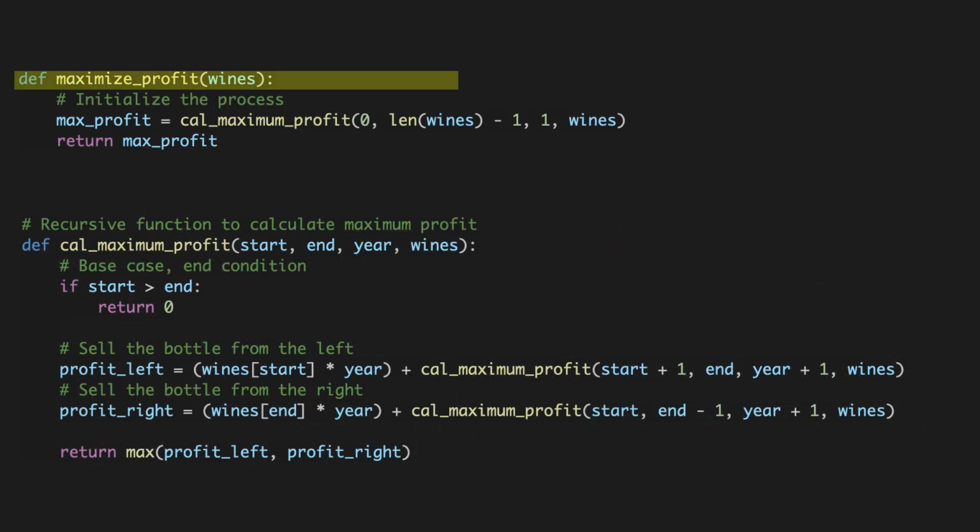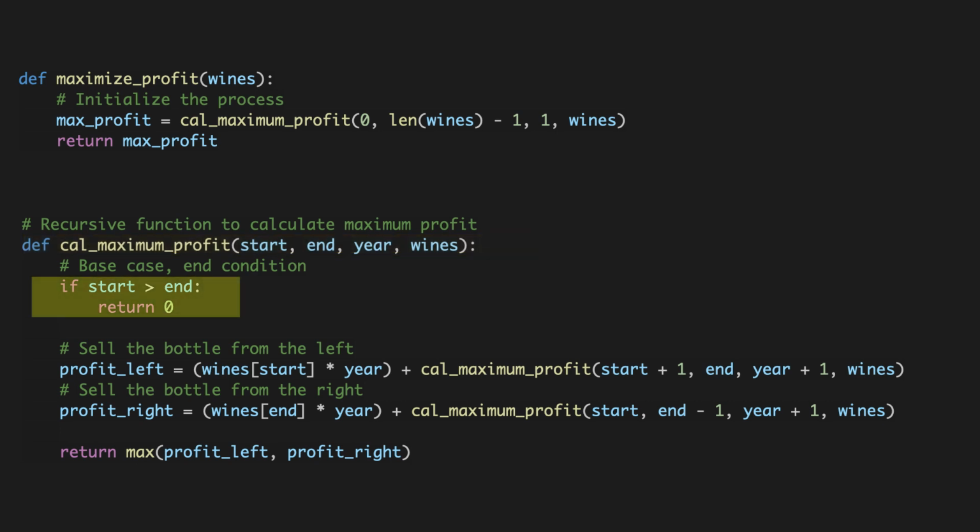The maximize profit function accepts a list of wine bottle prices as an argument. It then calls a recursive function to calculate the maximum profit, whereby it passes the start index, end index, year, and wines array as arguments. At the end, it returns the maximum profit. The calculate maximum profit function accepts 4 arguments: the start and end index of the current subset of wines array, year, and list of wine bottle prices.